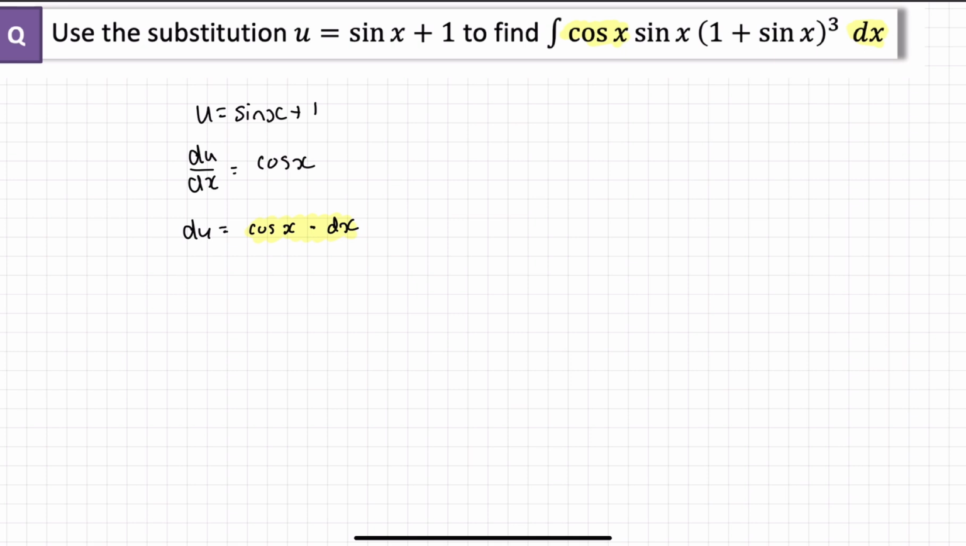Okay, so we're going to do the integral. Sine x is u minus 1. We can see that here. And 1 plus sine x is u. We've got that in the question. So that's u cubed, and cos x dx becomes our du.